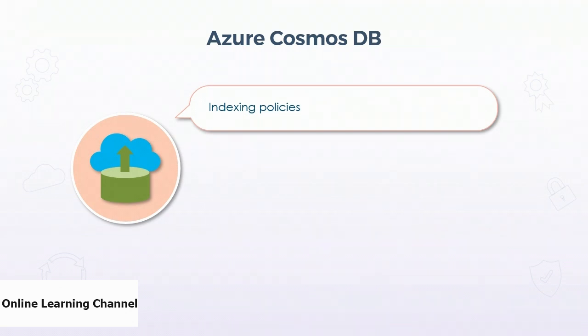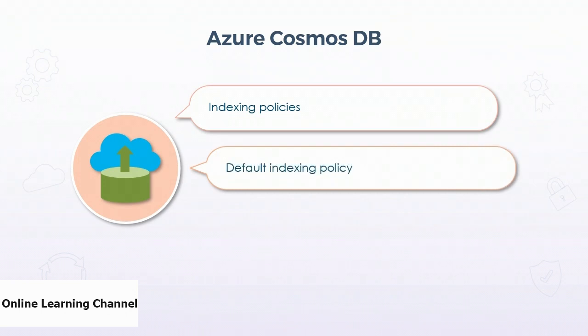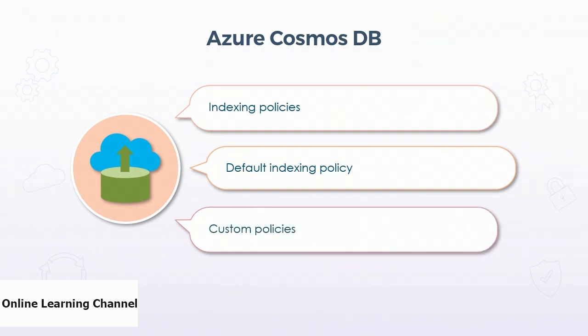They're defined for each container. The default indexing policy for newly created containers enforces range indexes for any string or number, but this policy can be overridden with your own custom indexing policy.